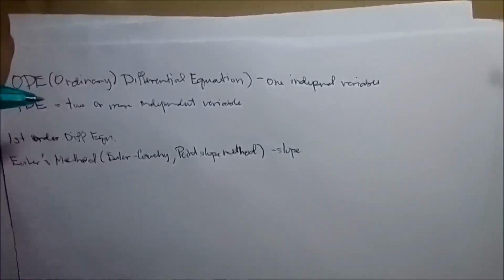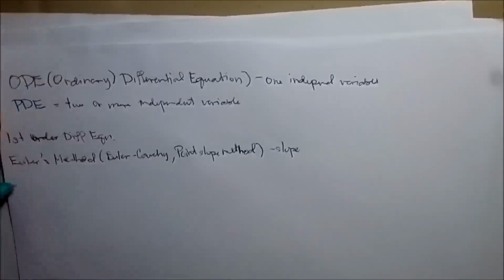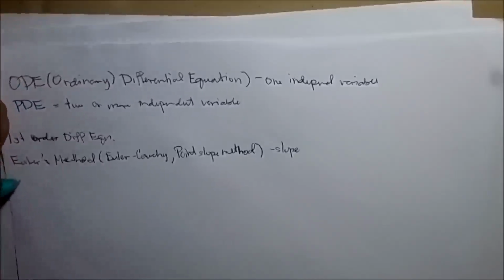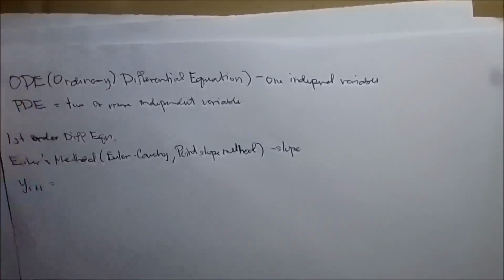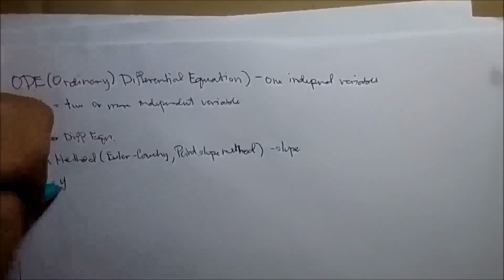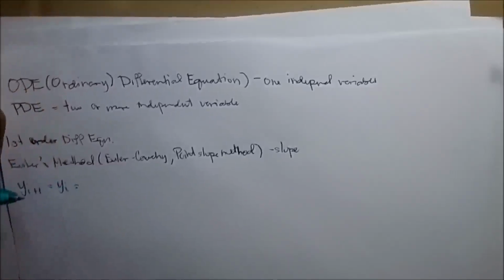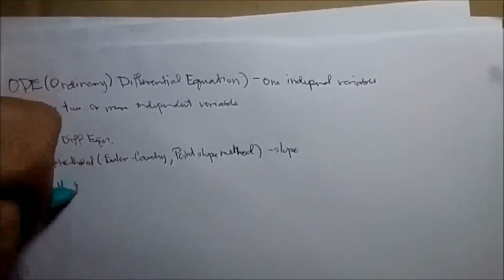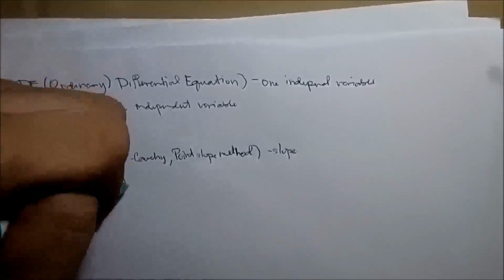The formula in getting the root in Euler's method is this, because it is only a first order: yi plus 1 equals yi, or the initial y, plus f of x, y times h.